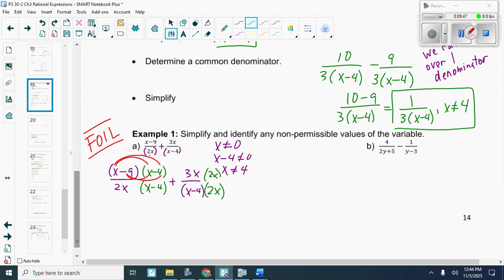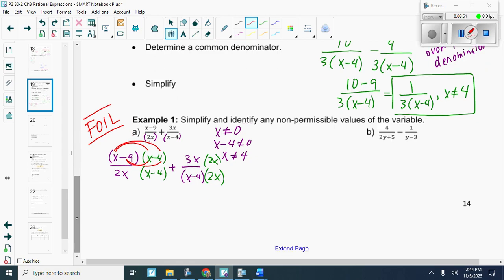So we have to remember how to FOIL. When we do the FOIL, we do the two first numbers. So we have x times x is x squared. Then we do our outside ones. This x times this negative 4, negative 4x. Then we do our inside ones, the -9 and the x. And then we do the last ones. The -9 times the -4 gives me +36.